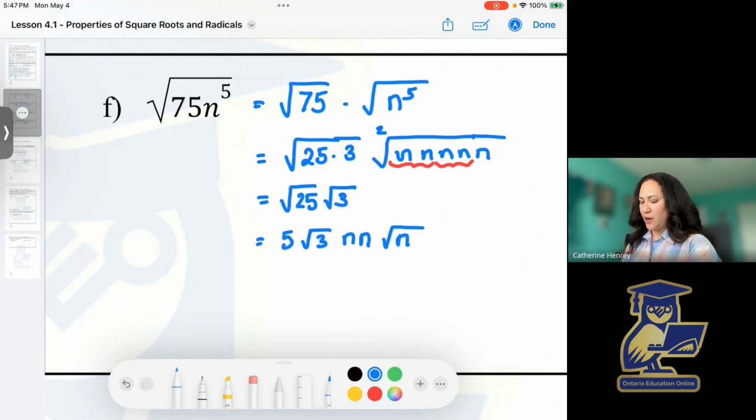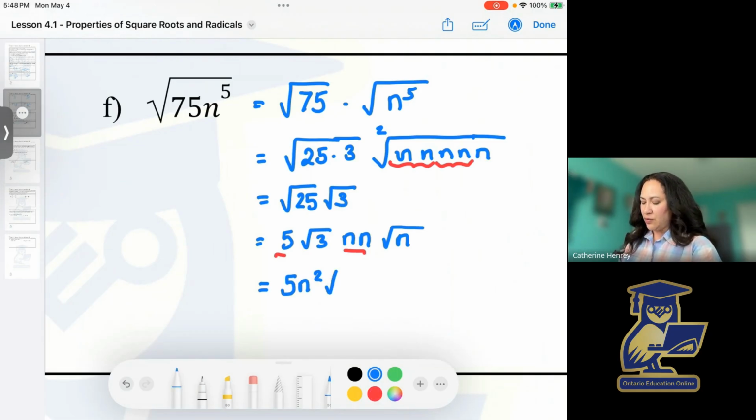Well, this looks like a mess. Let's go ahead and tidy that up. We usually bring out coefficients. So the 5 n squared, we're going to put that all together. So that's this 5 and these 2 n's go at the front.